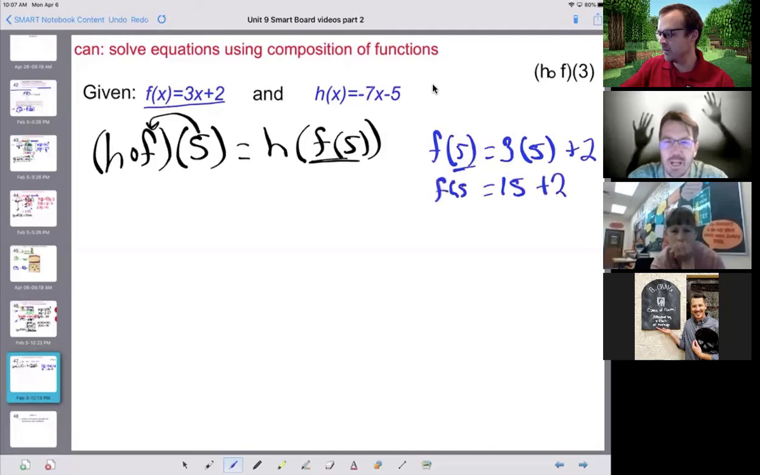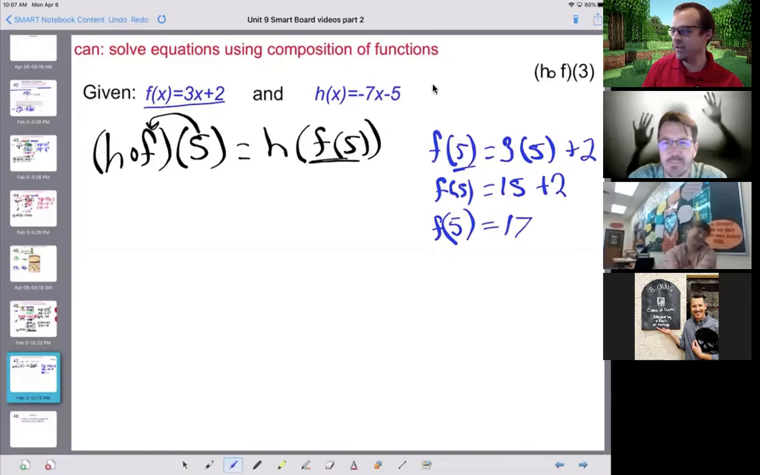And again, you can put that in your Google if you didn't know. I mean, I hope you do know. But if you don't, don't be scared. Use the technology if you need to. So now we know what f of 5 is. We plugged 5 into f, and we got out a 17. So now we need to plug the 17 into h.